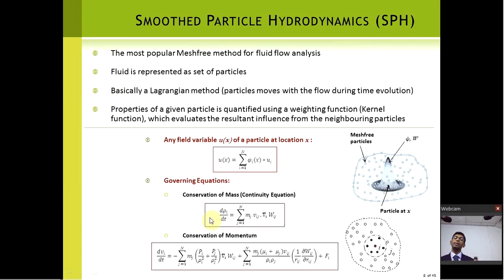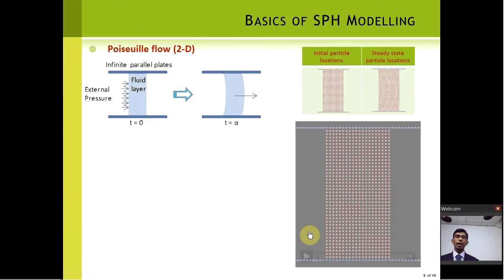As in the usual case, we use conservation of mass and conservation of momentum, whatever the technique we use. So in SPH also we have similar equations, and you can see even that is computed using the particles. That's the only difference. Let me quickly introduce how to model using SPH in a practical application.